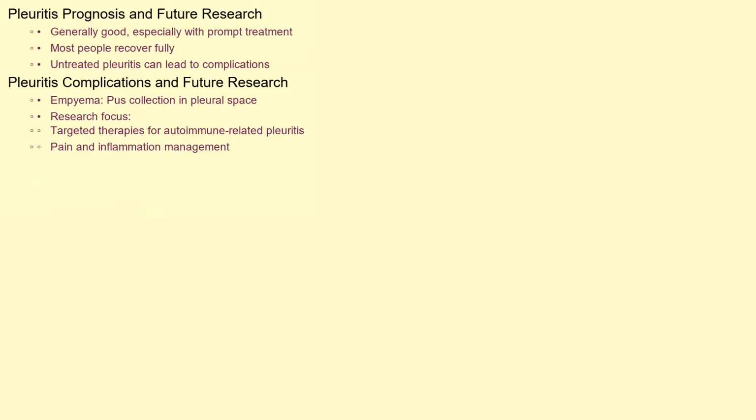The prognosis for pleuritis is generally good, especially when the underlying cause is identified and treated promptly. Most people recover fully. However, untreated pleuritis or pleuritis related to a serious underlying condition can lead to complications such as empyema, which is a collection of pus in the pleural space. Recent research is focusing on developing more effective and targeted therapies for autoimmune-related pleuritis and exploring new ways to manage pain and inflammation associated with the condition.